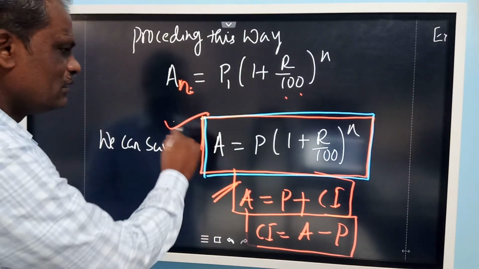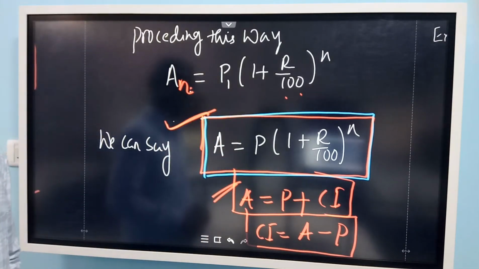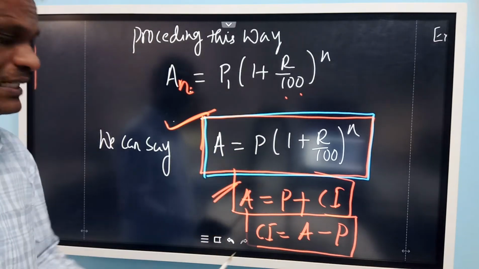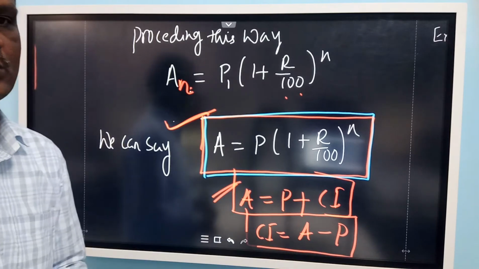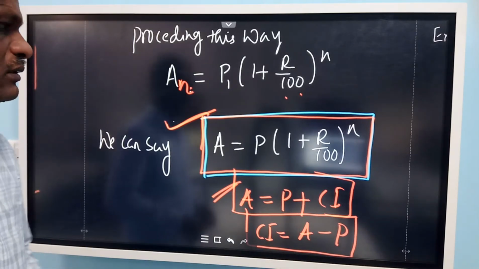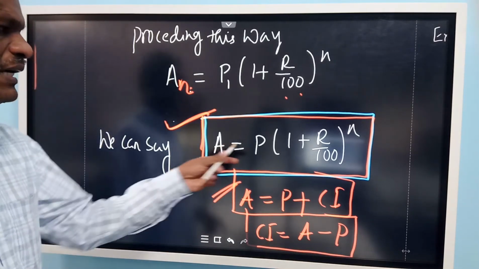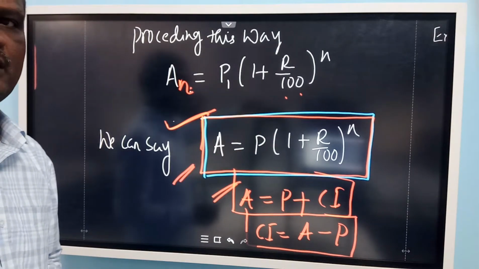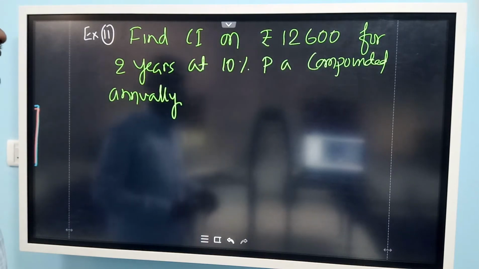Directly you will not get the compound interest; you will get the amount first. After calculation, this is the amount. If you want only the interest, you do A minus P, which is the compound interest. So this is a formula you should keep in mind: A is equal to P into (1 plus R by 100) to the power N. And we will solve one question on this compound interest.